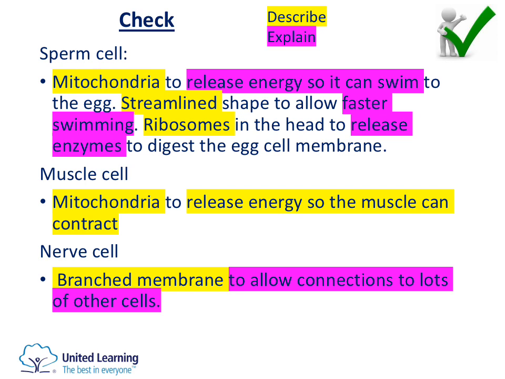Muscle cell. All I needed to say was that muscle cells have lots of mitochondria to release energy so that the muscle can contract all day. Nerve cell. They've got a branched membrane to allow connection to lots of other cells. So a nerve cell's job is to pass on electrical impulses to cells all the way around it.